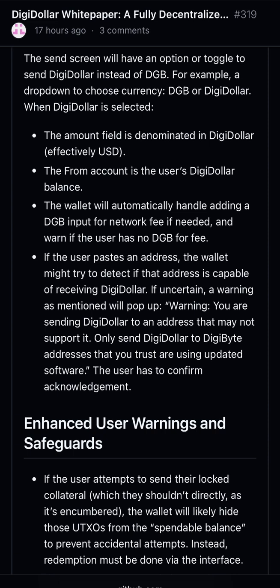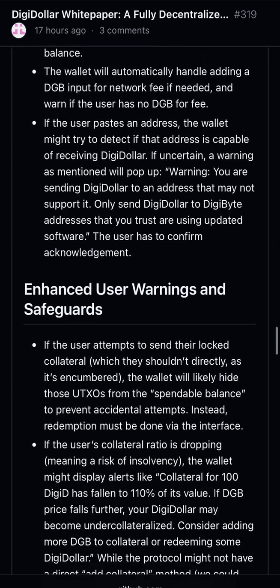The wallet will automatically handle adding a DGB input for network fee if needed, and warn if the user has no DGB for fee. If the user pastes an address, the wallet might try to detect if that address is capable of receiving DigiDollar. If uncertain, a warning as mentioned will pop up: Warning: you are sending DigiDollar to an address that may not support it. Only send DigiDollar to DigiByte addresses that you trust are using updated software. The user has to confirm acknowledgement.